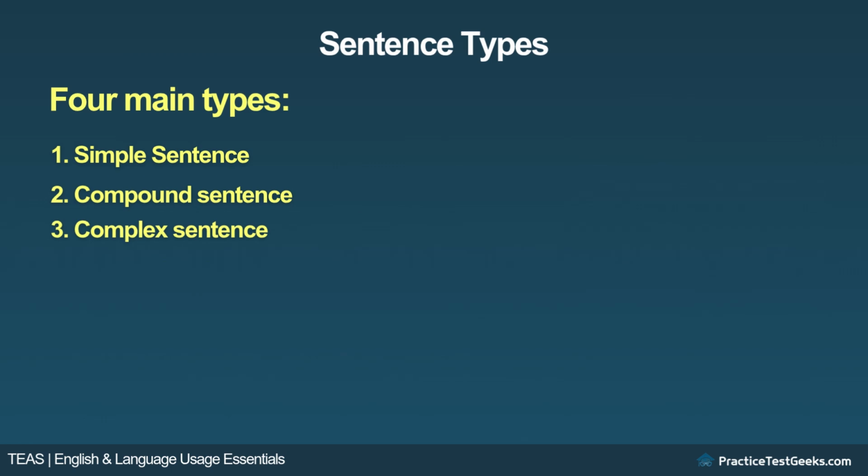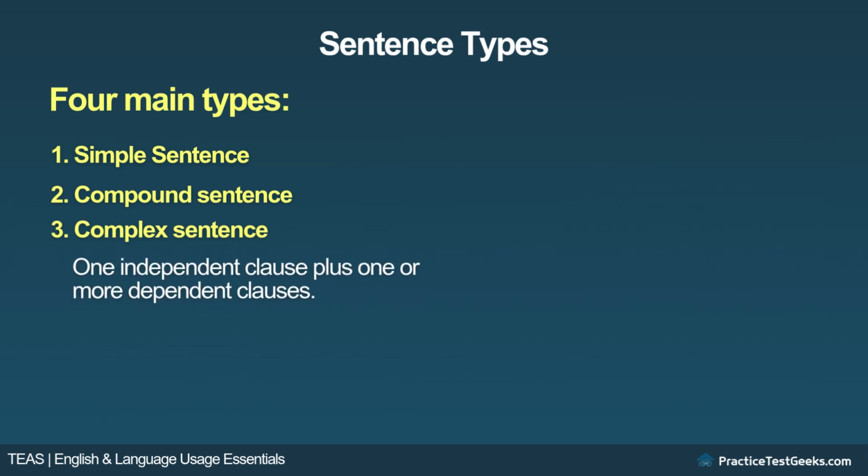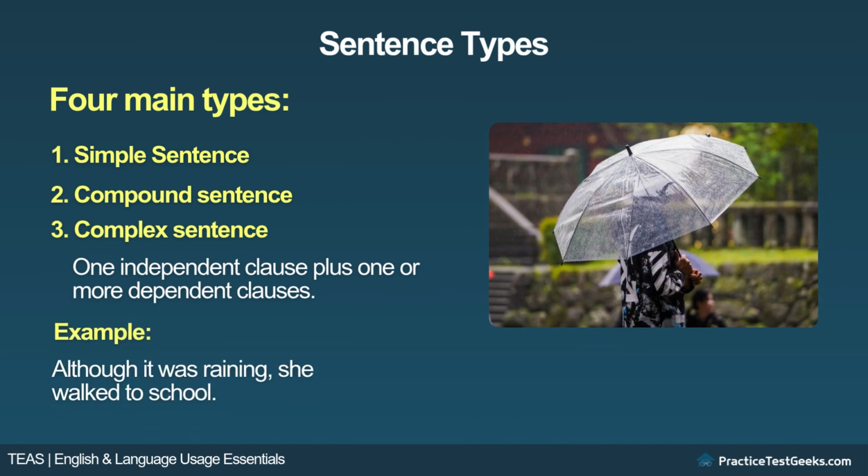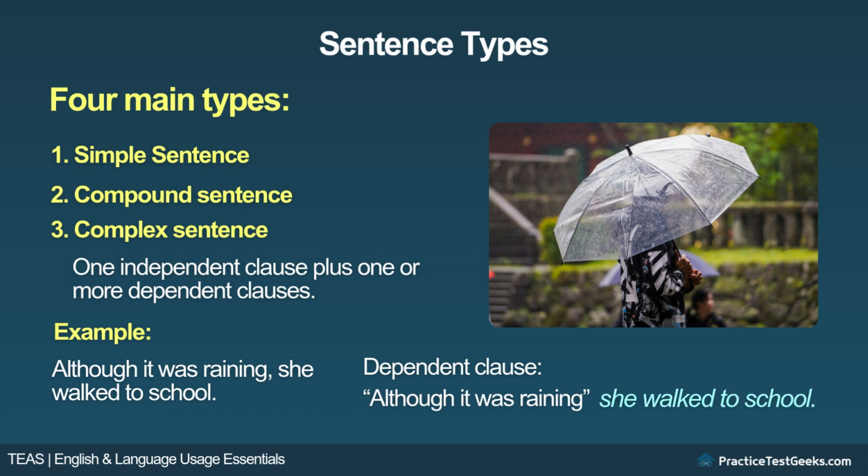3. Complex sentence. 1 independent clause plus 1 or more dependent clauses. Although it was raining, she walked to school. The dependent clause, although it was raining, needs the rest of the sentence to make sense.